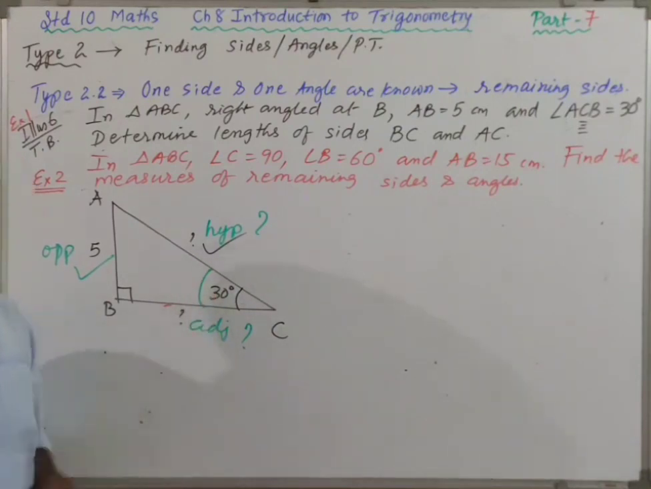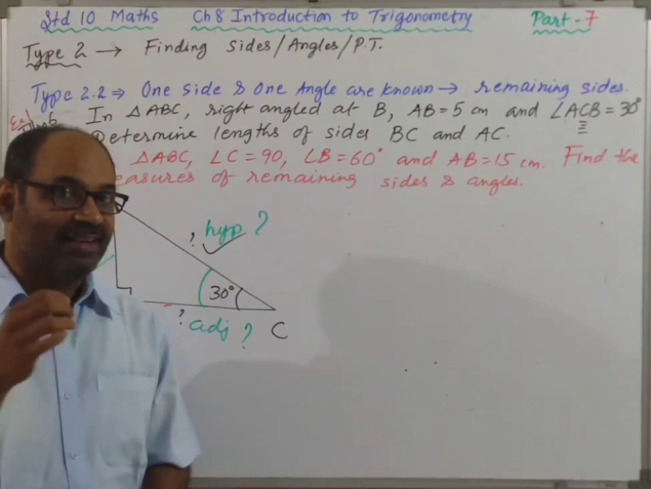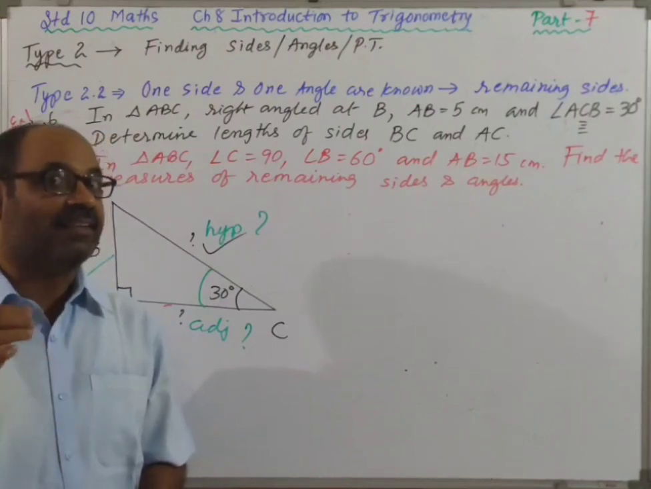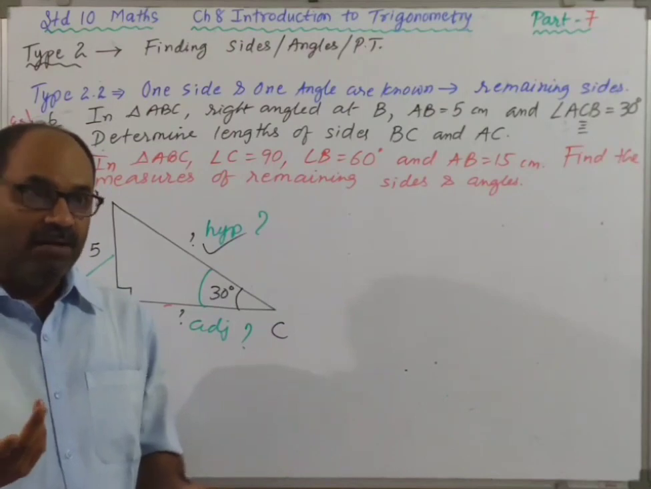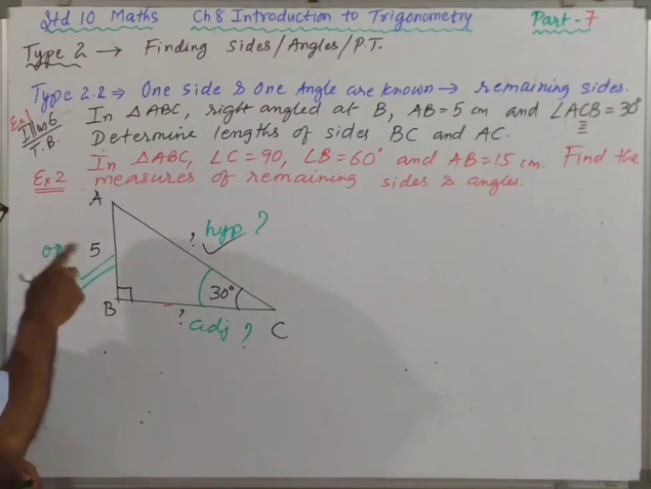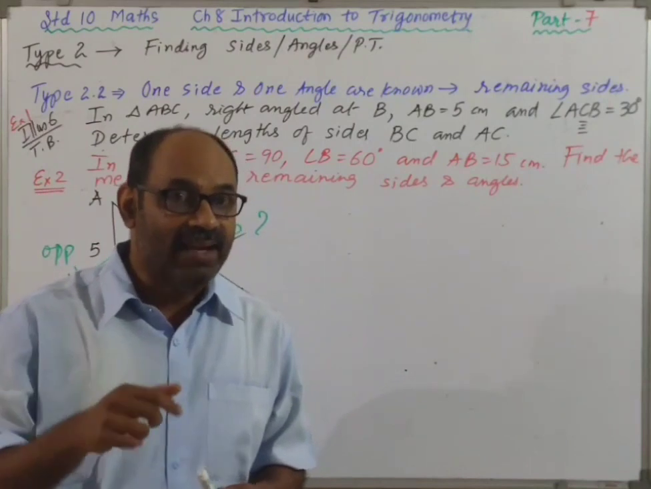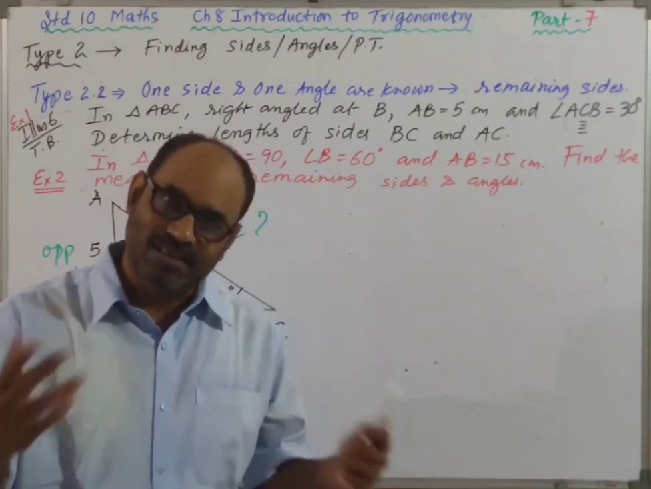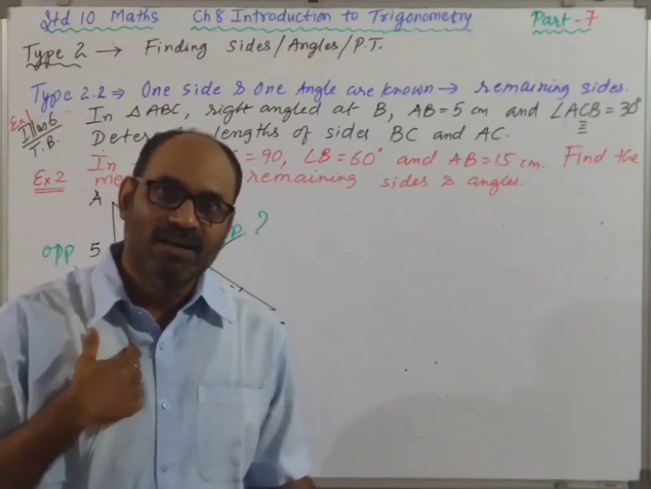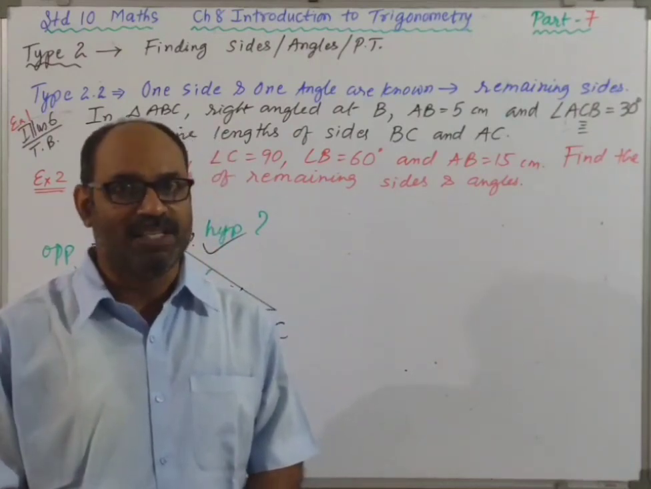So you have 6 trigonometric ratios: sin 30, cos 30, tan 30, cosec 30, sec 30 and cot 30. Pick one to find the side. Which side is known? Opposite side. So involve that. Opposite side we will take. Where does opposite come? In sin, in tan, in cot, and in cosec. In these 4 trigonometric ratios, opposite sides come.